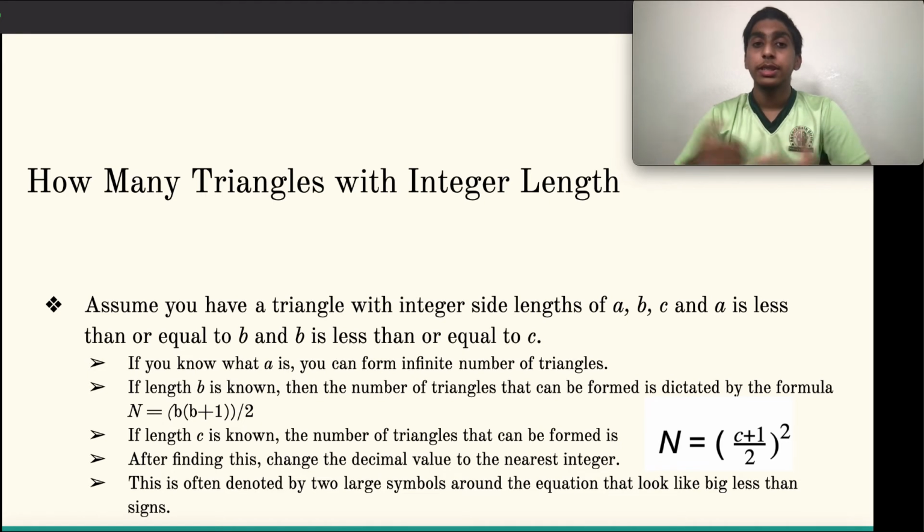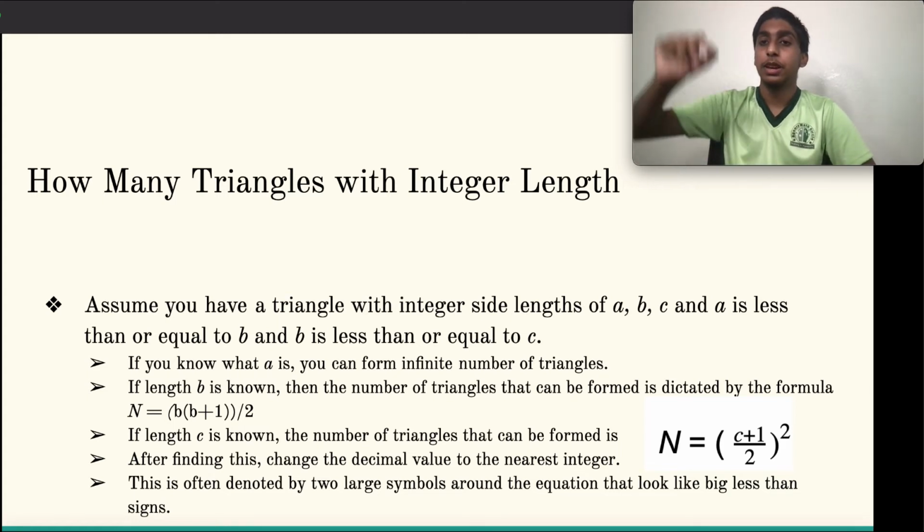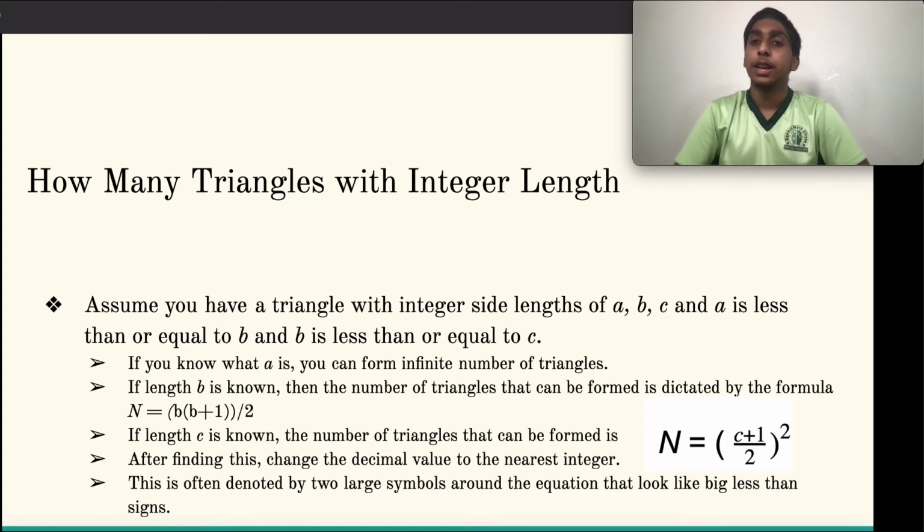And if you know length c, then the number of triangles that can be formed is n is equal to (c plus 1 over 2) squared. The whole thing is squared. Now, after you square it, you want to move it to the nearest integer. Usually this will be denoted with a big less than symbol and a big greater than symbol on either side of it. This simply means, well, not exactly round, just move to the nearest integer. Make sure to do that for this c equation only.